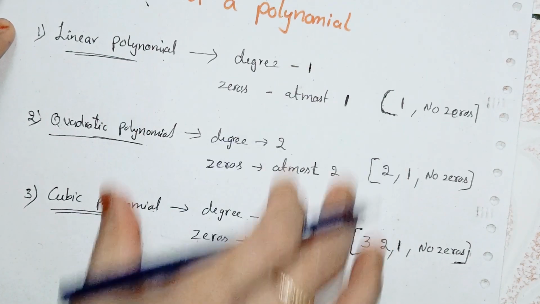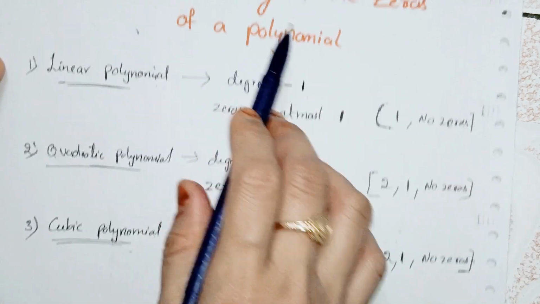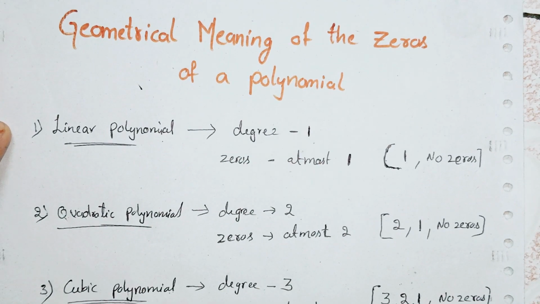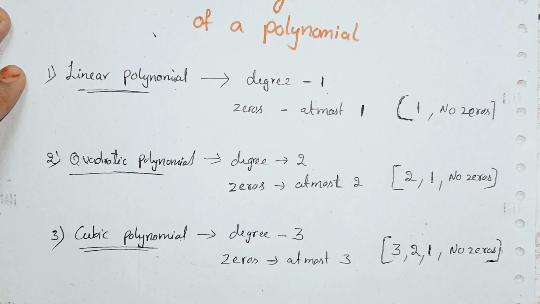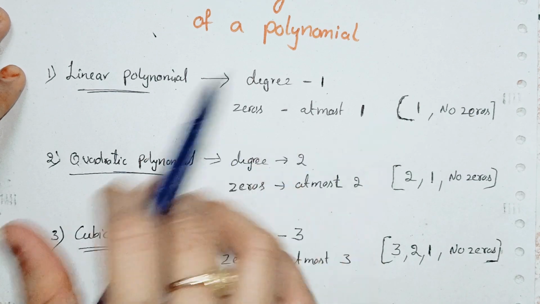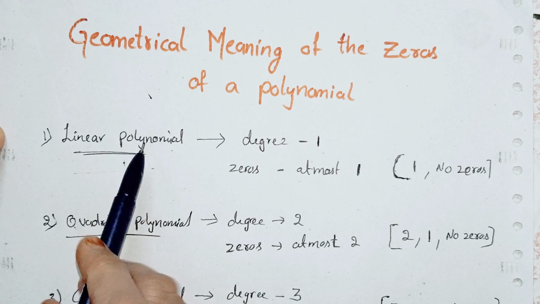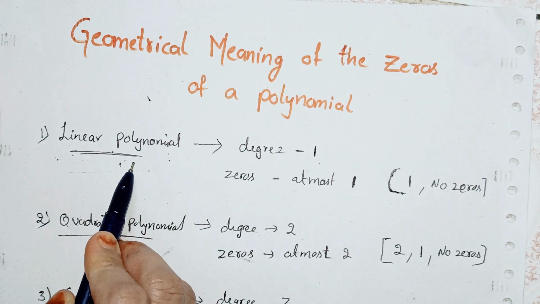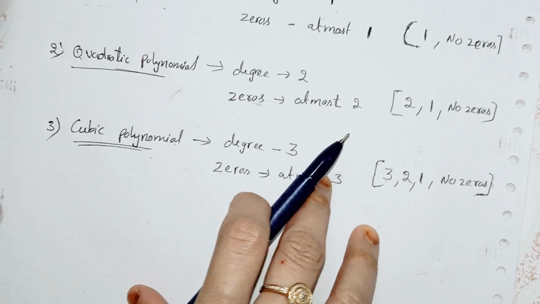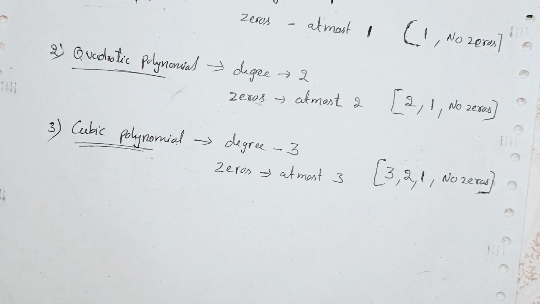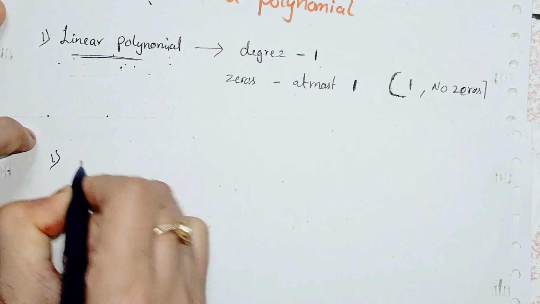Okay guys, have you cleared this? If you have understood this, then only we'll move to the geometrical meaning of the zeros of a polynomial, because these points are very important to understand the graph. So let's see the linear polynomial in the graph, the geometrical meaning of linear polynomial. Okay, let's see this. For that I need a paper. Wait guys. So now we'll see first the linear polynomial.